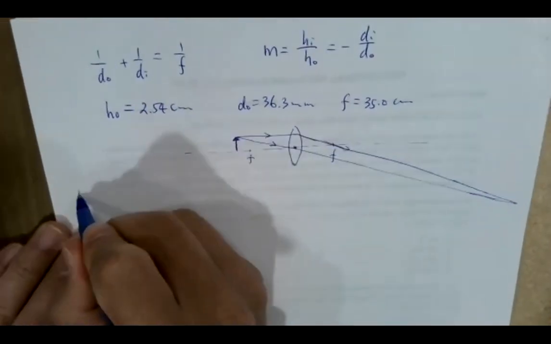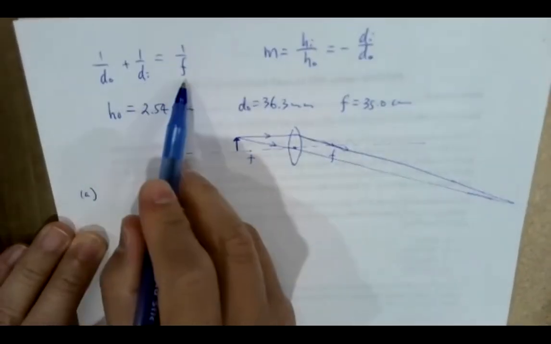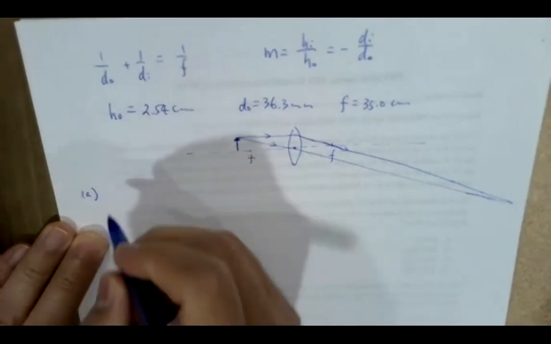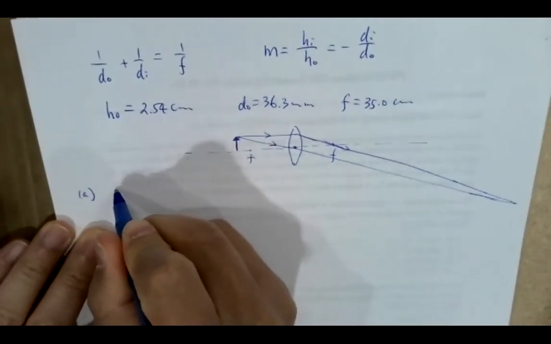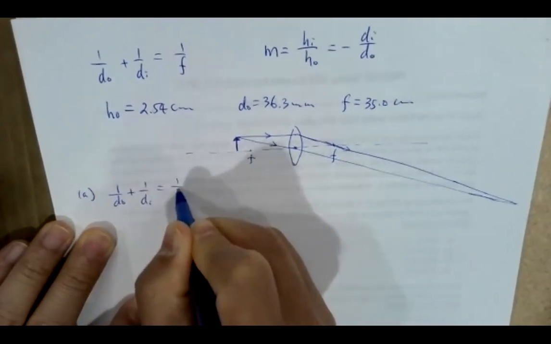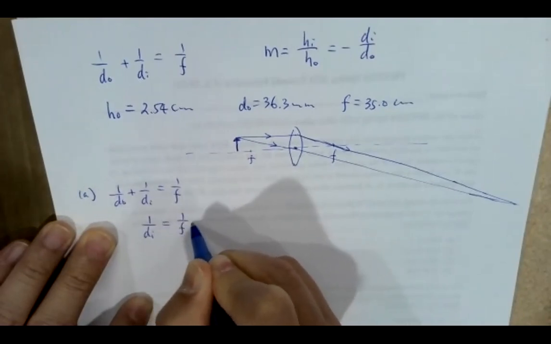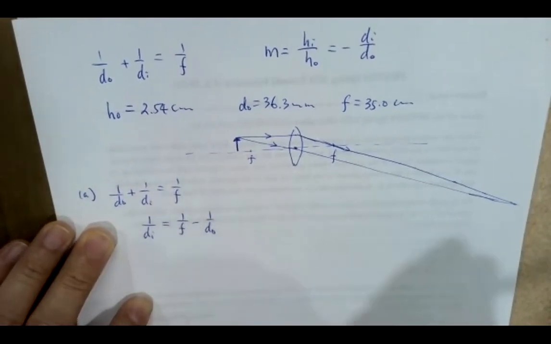But let's take a look here. You can apply this equation, right? Because you're looking for DI, you have F, you have DO, so you can solve for DI there. So 1 over DO plus 1 over DI equals 1 over F. You're looking for DI. So 1 over DI is equal to 1 over F minus 1 over DO.